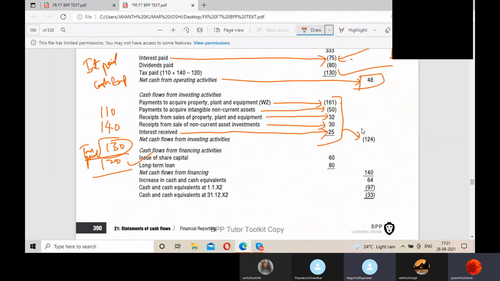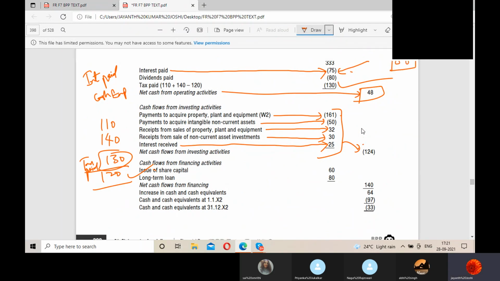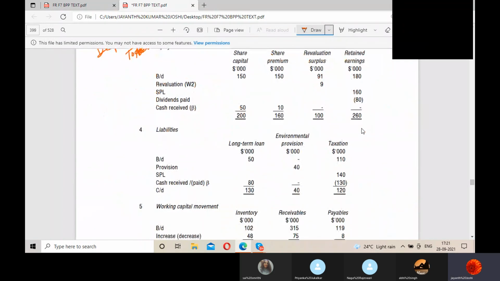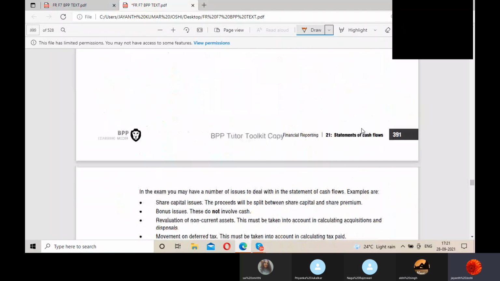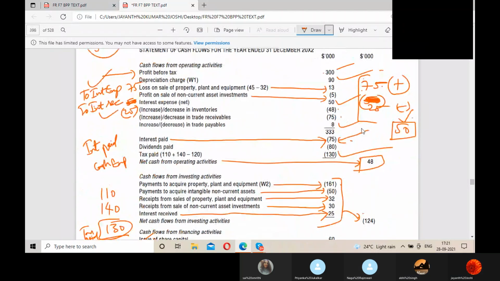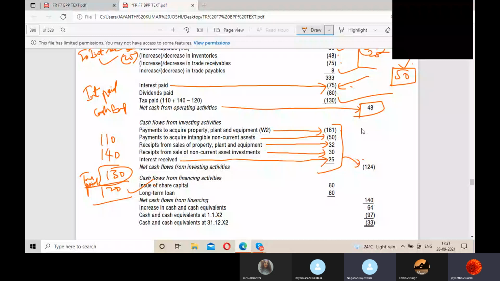Finish it off fast. Just see this, then I'm going for the last activity. And then one homework for all of you. Take a screenshot of that and do it at home. Done with cash flows. Tomorrow be ready with the preparation of financial statements.